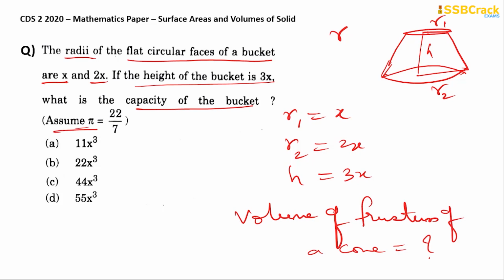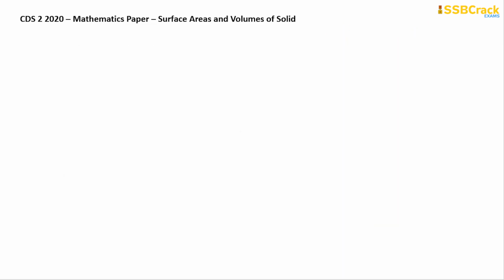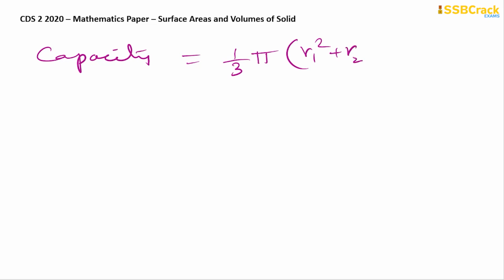And they have provided particularly that you shall use the value of pi to be 22 by 7. Alright, so on the next line, let's find out the capacity of the bucket, which is equal to the formula of volume of frustum of cone, which is 1 by 3 pi times (R1 square plus R2 square plus R1 R2) multiplied by H. You shall know this formula, right?